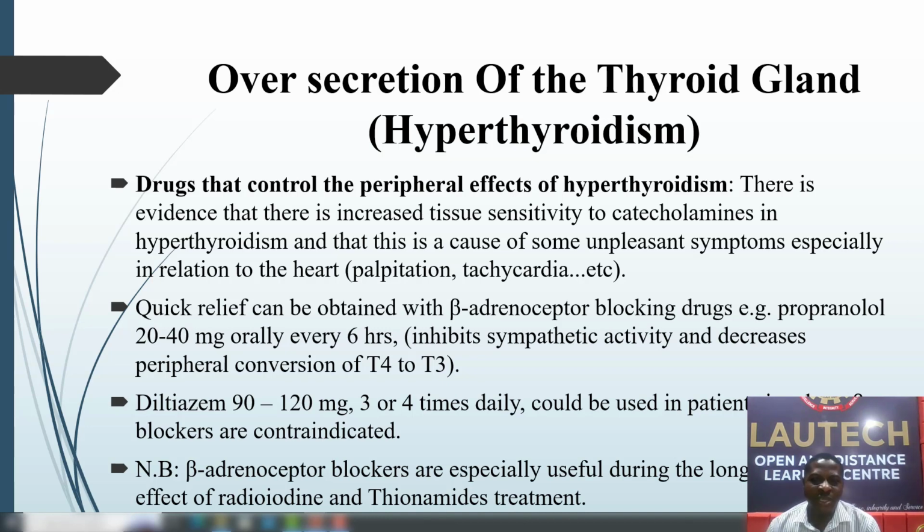Quick relief can be obtained with beta adrenergic receptor blocking drugs, e.g., propranolol, 20 to 40 milligrams orally every 6 hours. It inhibits sympathetic activities and decreases peripheral conversion of T4.